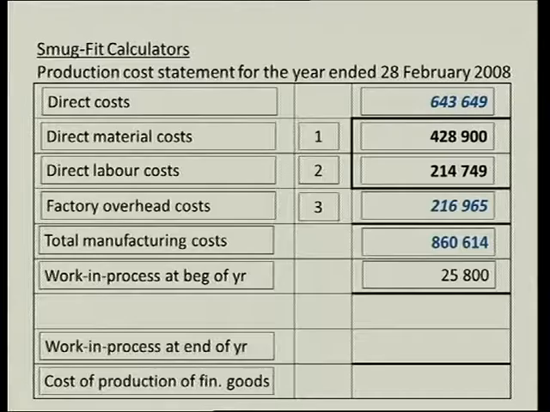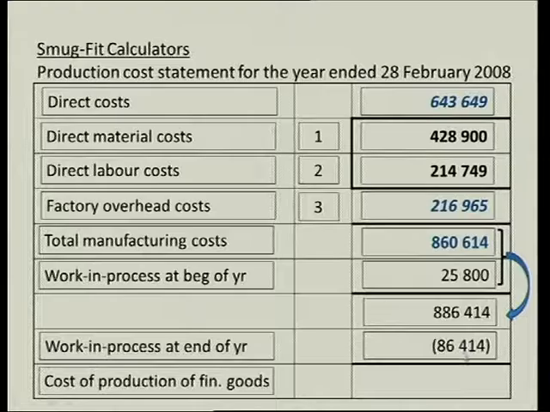There we go. Work in process at the beginning of the year, we found by our opening balances. We're going to take that plus that amount, add those two together to get that total there. We're going to subtract work in process at the end of the year, and we're going to get 800,000, and that is the correct balance.